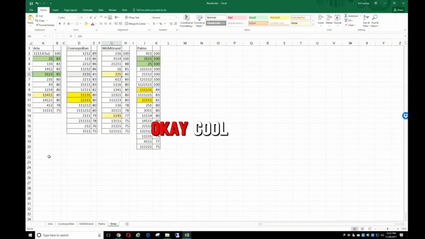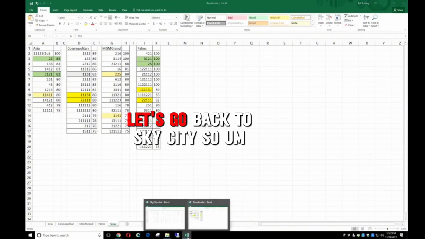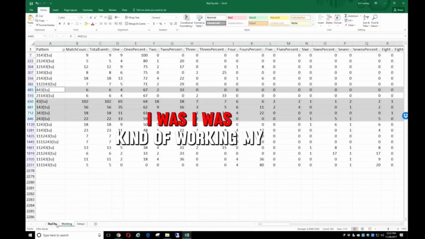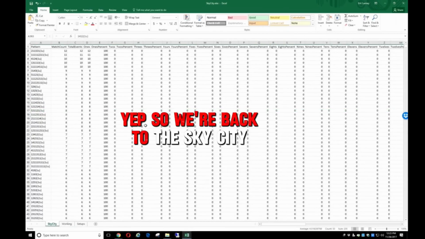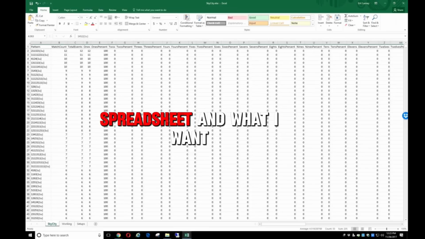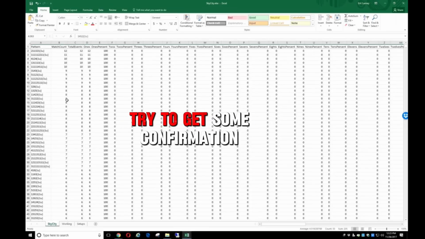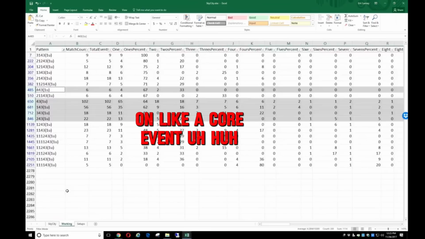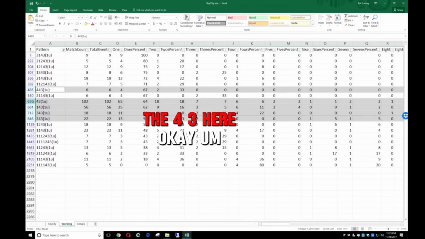Okay, cool. Let's go back to this real quick. Let's go back to Sky City. So I was kind of working my way through here. We're back to the Sky City spreadsheet, and what I wanted to do was try to get some confirmation on a core event. So for example, the 4-3 here.